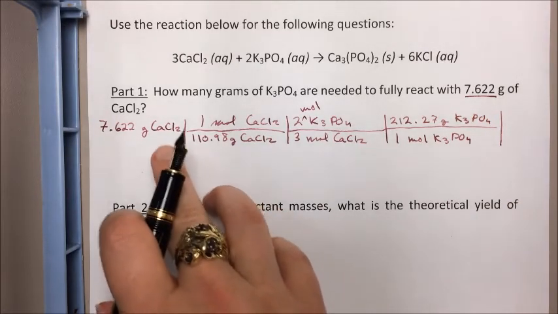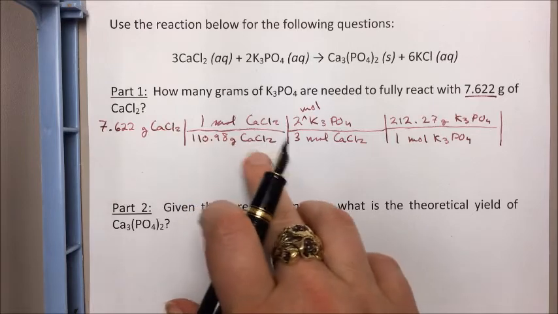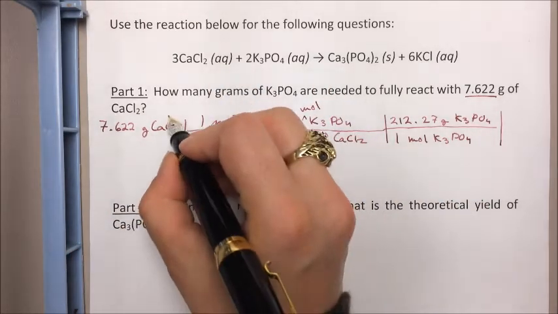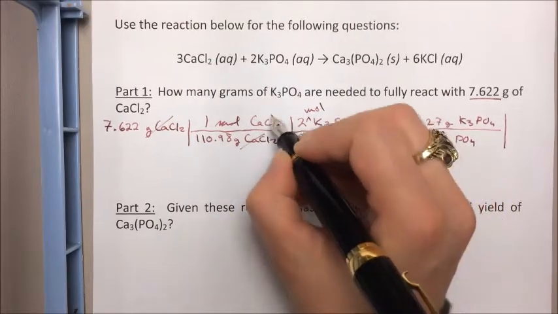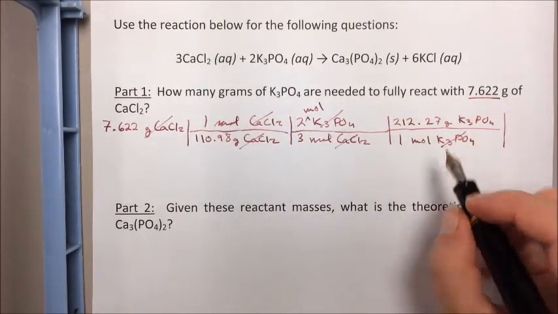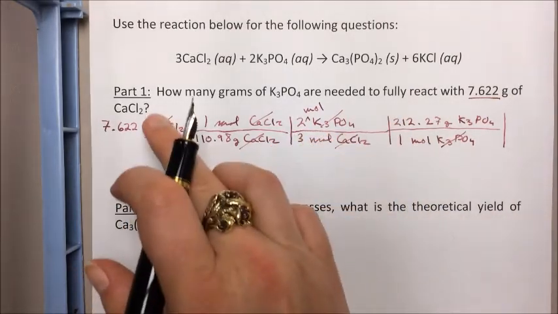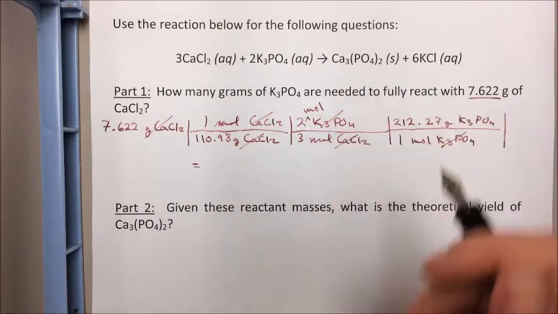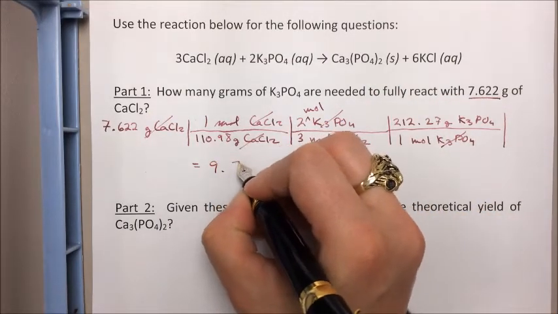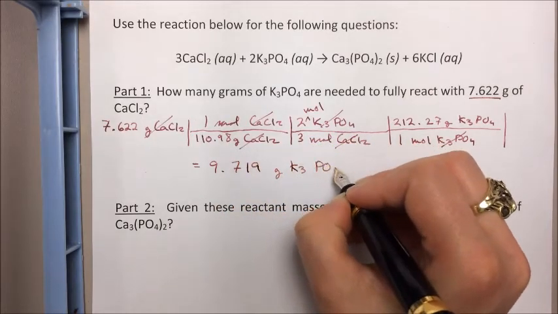Now remember, when we have something that's on top in a previous term, the same units have to go on the bottom in the next term so that they cancel out just like fractions. So those grams of calcium chloride are going to cancel. So are the moles of calcium chloride and the moles of potassium phosphate, leaving us in grams of potassium phosphate at the end. So divide by everything on the bottom, multiply by everything on the top, and you get 9.719 grams of K3PO4 are needed.